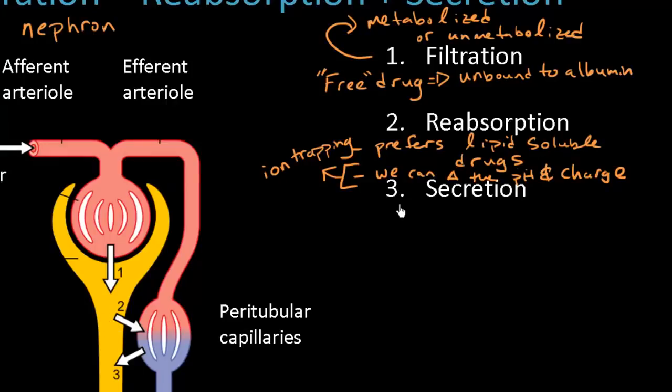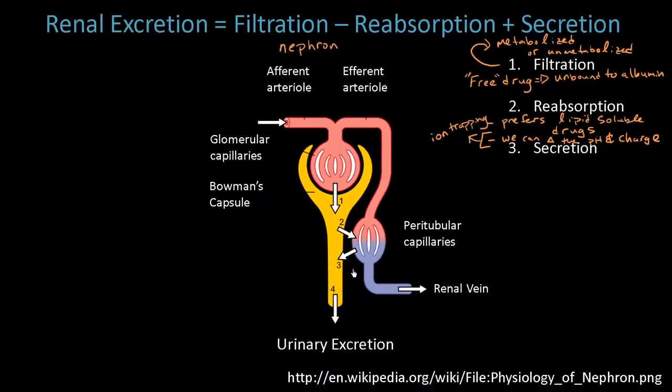And so step 3 is secretion. And for many drugs, this is the way that we get rid of it into our urine. And finally, when we take the sum of all of these, we get our urinary excretion.